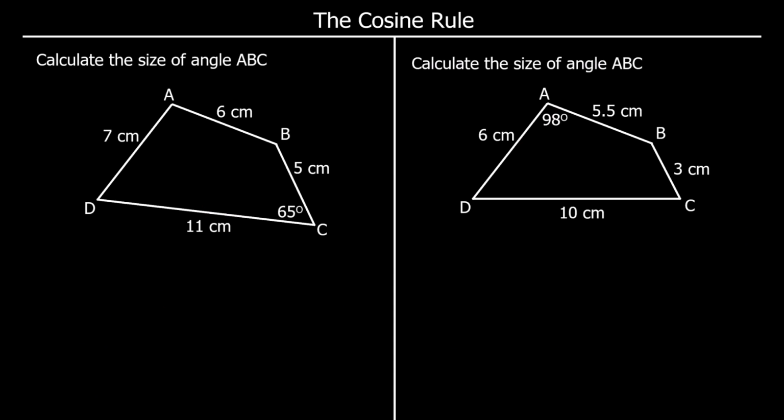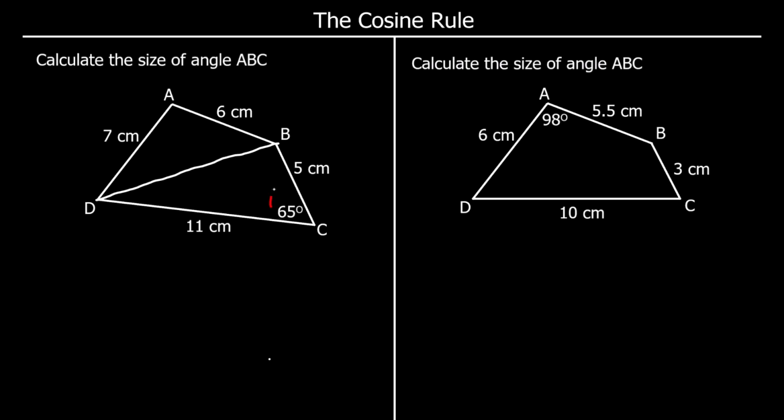This time we've got a quadrilateral, and the question says calculate the size of angle ABC. So we can make this into a triangle by just drawing a diagonal line across it. So we need to find the size of angle ABC. We're going to have to find the missing length first, and then we'll be able to use the cosine rule twice to find both parts of the angle. So let's find the missing length.